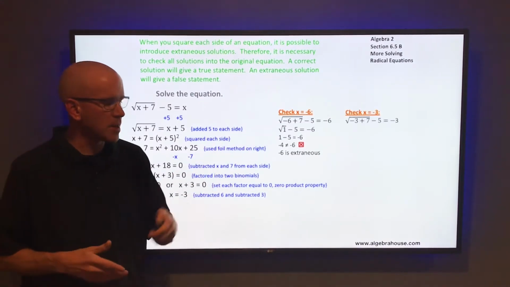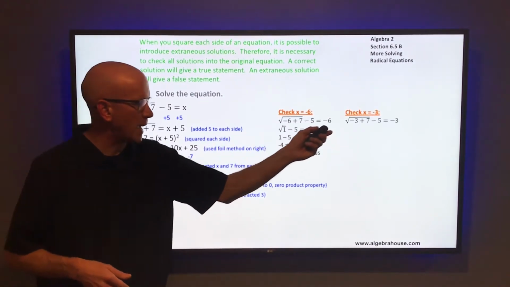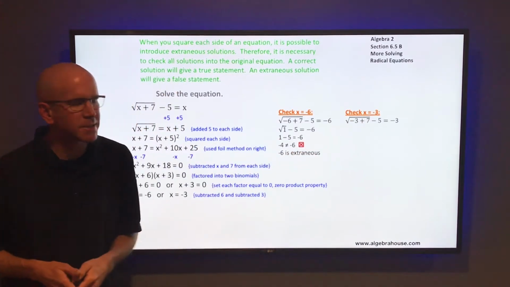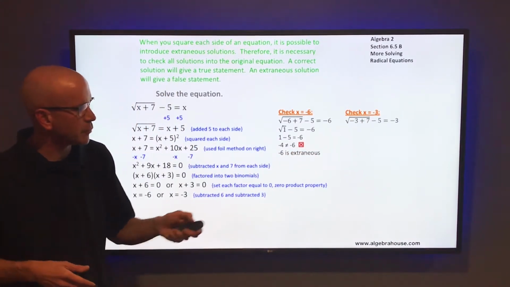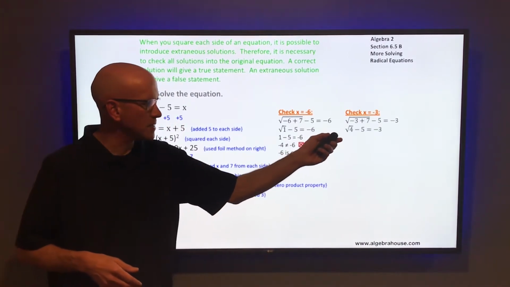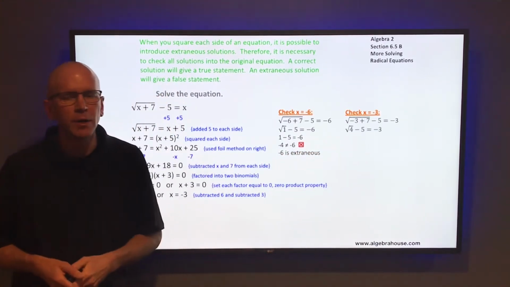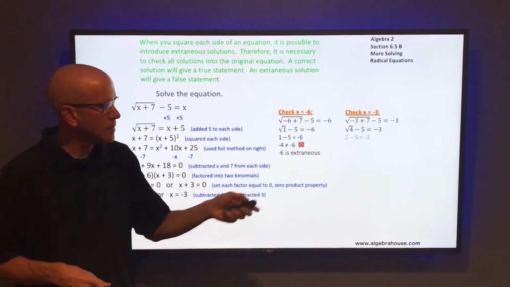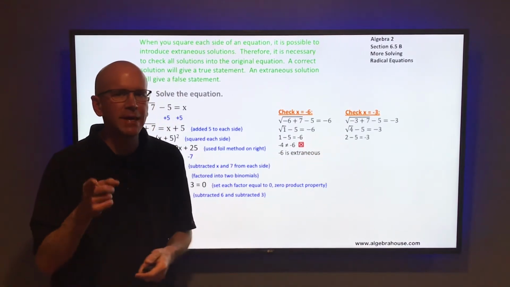I'm going to check the negative 3 back in. So if you substitute negative 3 back in for x, you'd have the square root of negative 3 plus 7 minus 5 equals negative 3. Combine negative 3 and 7 under the square root sign. That would be 4. So it'd be the square root of 4 minus 5 equals negative 3. Well, the square root of 4 is 2. So 2 minus 5 equals negative 3, and that's a true statement.